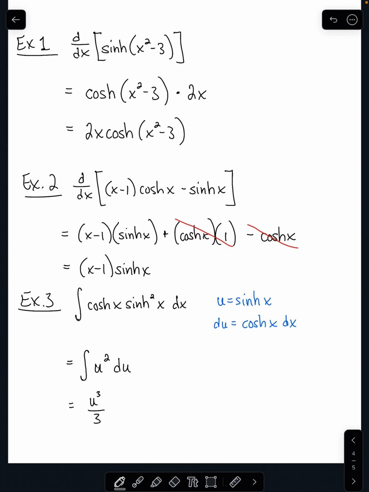A power rule to find the antiderivative, and then a resubstitution at the end to return to the original variable. So again, nothing new in terms of differentiation or integration techniques, just new functions to work with.